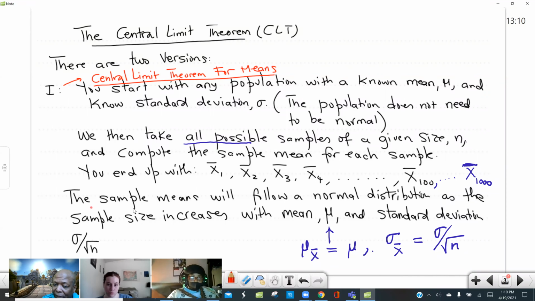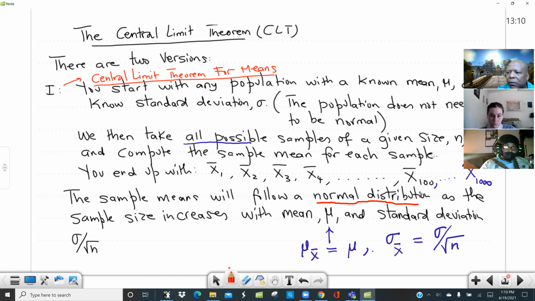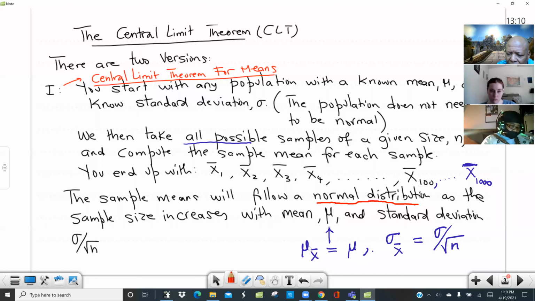And it turns out that these sample means will follow a normal distribution as the sample size increases. By the way, the mean of these sample means coincides with the mean of the population. This is the symbol we use to designate the mean of the sample means. When I write mu of X bar, I mean the mean of these means, which coincides with the mean of the population.